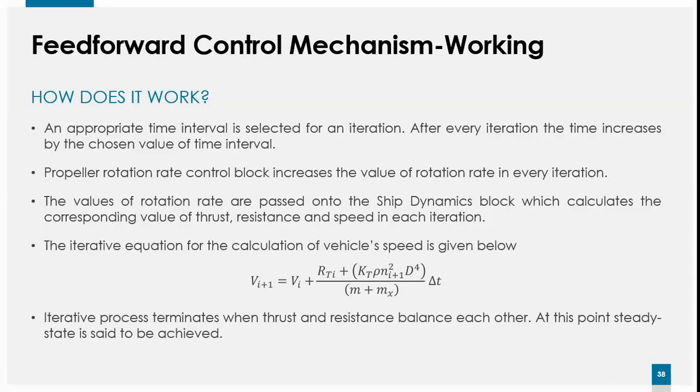The vehicle's speed is calculated using the equation shown here. When thrust and resistance balance each other, the iterative process stops. This point is said to be the steady state of the control system.